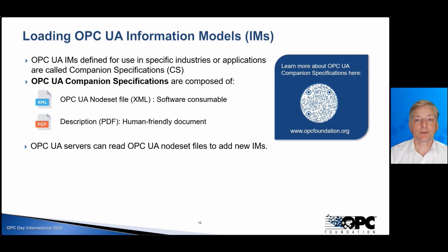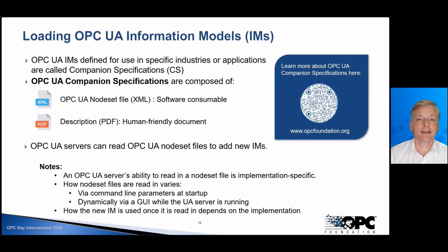Now, OPC UA servers can then read in those XML files or the node set files. And depending on how your OPC UA server was written by the vendor, if it does have the ability to read in a companion specification, it will either do so through a command line parameter where you're reading it in as you're starting up the server, or it may have an interface where you can actually dynamically identify which companion specifications you want to load, and then it will load those. So that really is implementation specific.